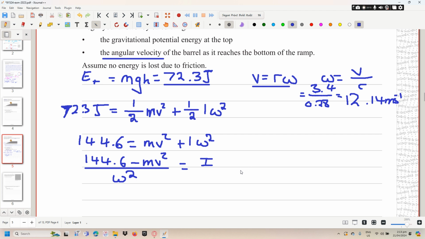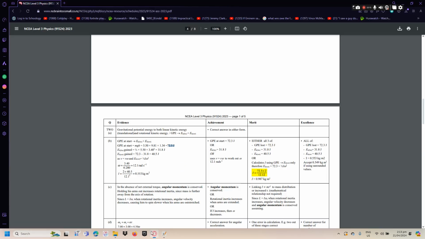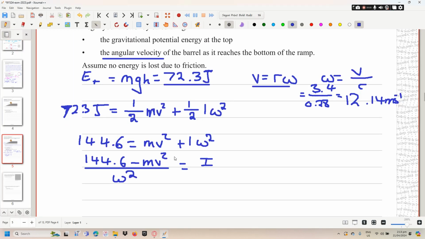Now, how else can you do this? You could calculate angular momentum. Maybe they do it that way. They do angular momentum? No. But this is the expression, and so now we just put in our numbers. 144.6, which came from multiplying the equation by 2 to get rid of these fractions, minus mv squared, so I subtracted it over to this side.